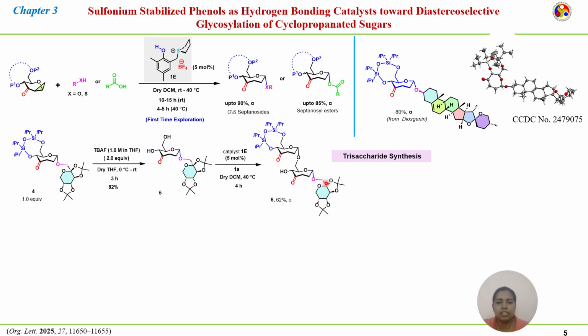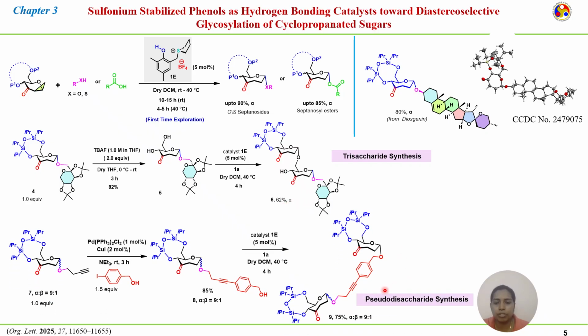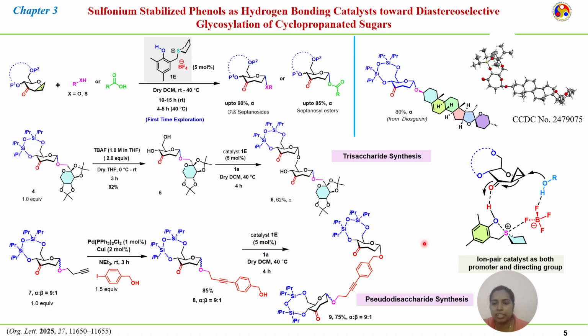Here we have synthesized this trisaccharide 6 from this 4 using TBAF, then deprotection of the disiloxane protecting group, and here we have used this diol in our glycosylation reaction, and it afforded this product 6 with 62% yield with alpha selectivity. Also we have synthesized this C2-disaccharide 9 from the 7 using palladium-catalyzed Sonogashira coupling. The beauty of the catalyst is it activates the donor and acceptor simultaneously.